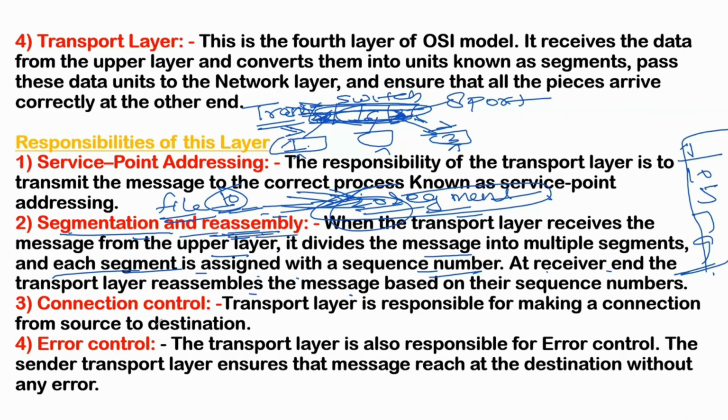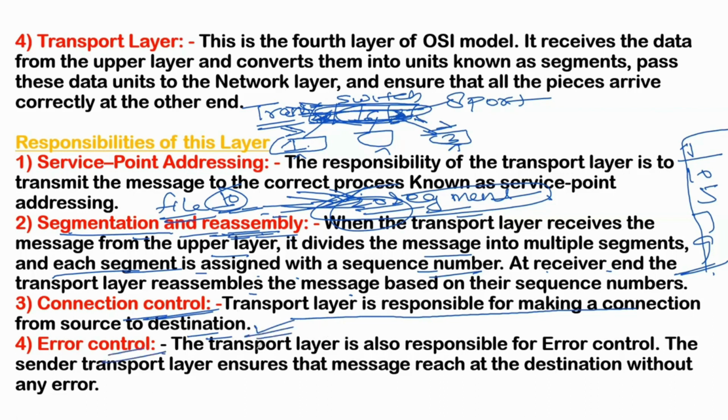And then the next responsibility is connection control. Connection control means the transport layer is responsible for making a connection from source to destination, from one PC to another PC. It is also responsible to make a connection.